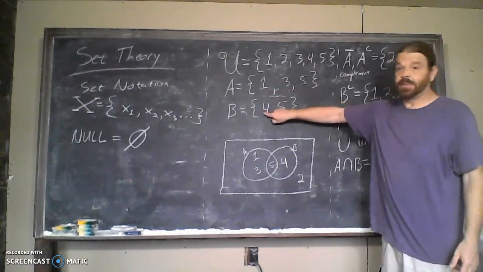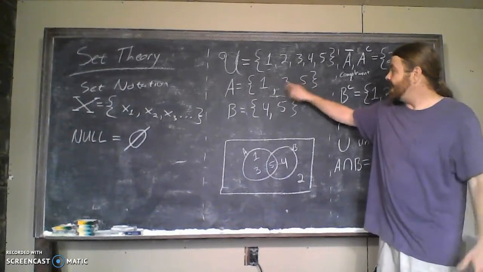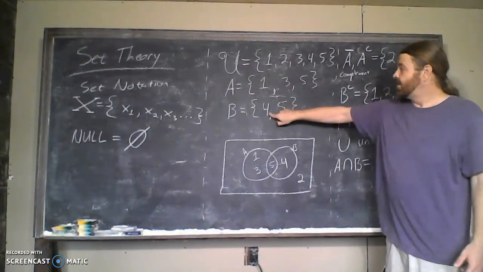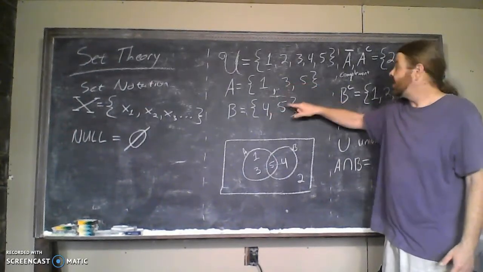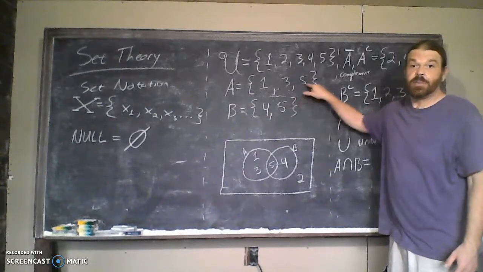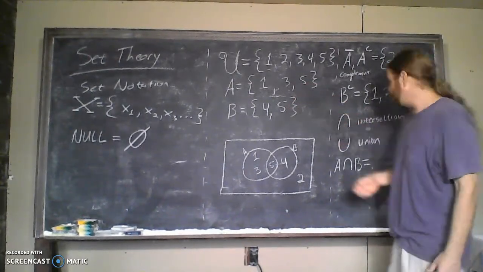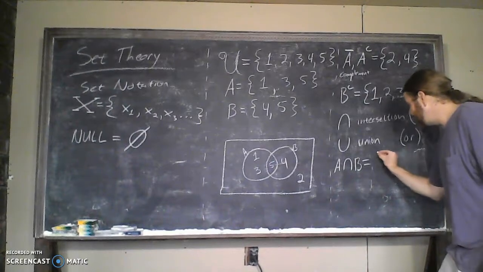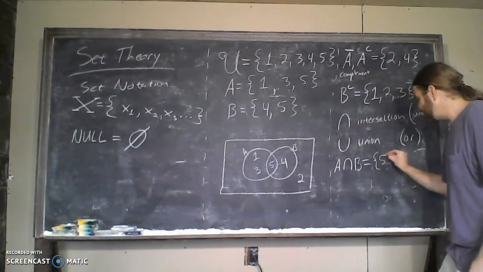So 1's in A but not in B. 3's in A but not in B. 4's in B but not in A. So the only thing they have in common, the only inclusive part, is 5. So the intersection of them would be a 5.